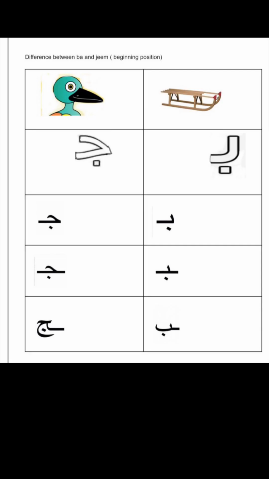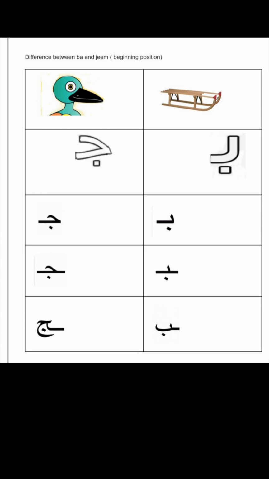So after finishing letter Jim, you will see this page in your workbook, and the purpose of this page is to compare the two shapes together. Most of the children will have difficulty recognizing between ba and jim. They think they look alike.